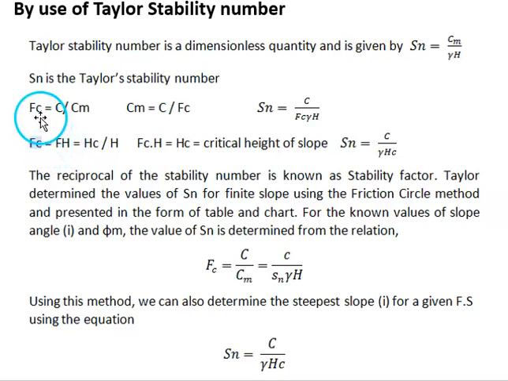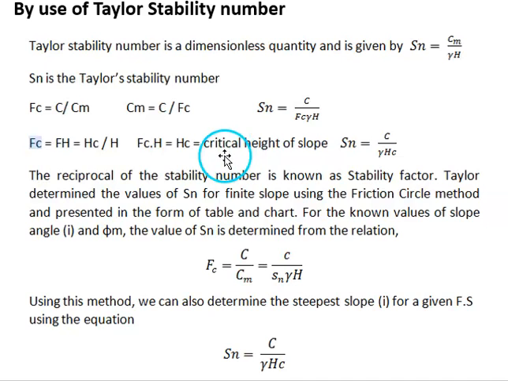So we know that factor of safety with respect to cohesion is the ratio of ultimate cohesion to mobilized cohesion. We can also write it as mobilized cohesion equal to ultimate cohesion divided by factor of safety. So from this we can also write the stability number as C by Fc into gamma into H, by substituting the value of Cm as C by Fc. We also know that factor of safety with respect to cohesion equal to critical height divided by height provided.